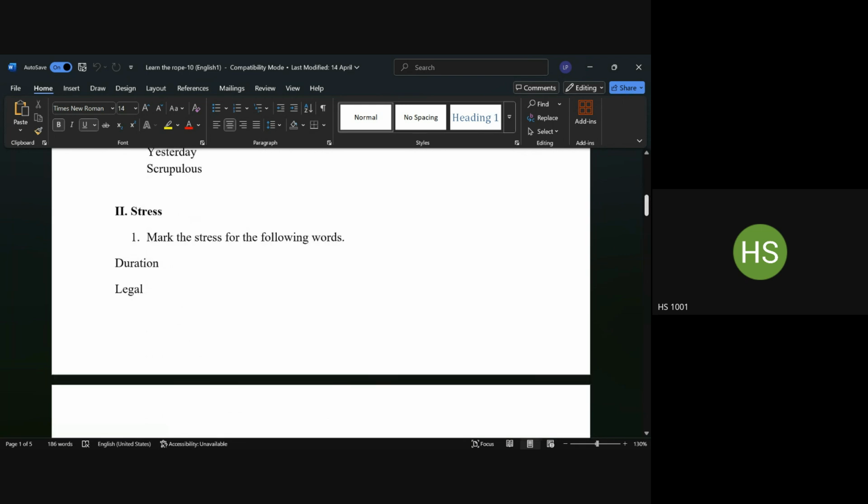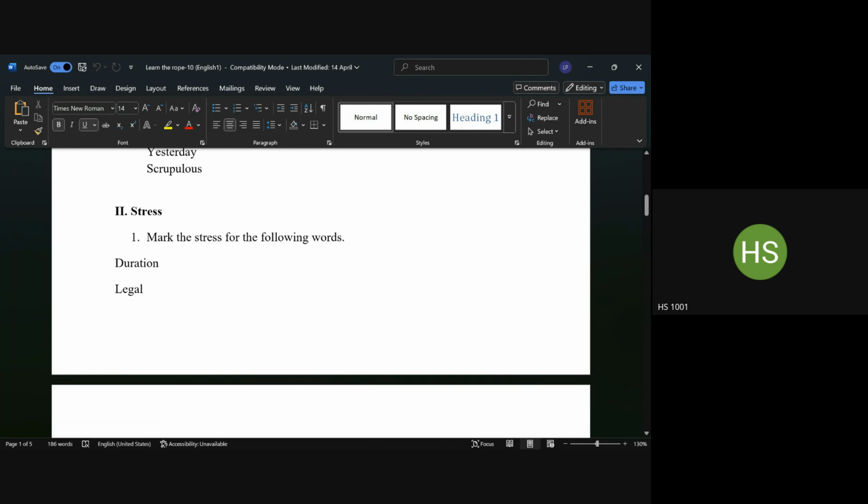Now we'll look at the second exercise. This is on stress marking. I hope you are well versed with the rule. I think the only thing we did not discuss that day was the stress on compound words. I don't remember discussing that. Everything else we did discuss. We discussed the stress on monosyllabic words, disyllabic words and trisyllabic words.